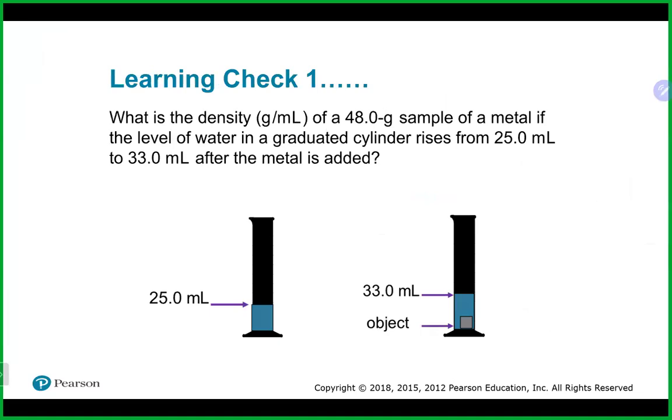All right. So why don't you give this a go? What is the density in grams per milliliter of a 48-gram sample of a metal that when placed in a graduated cylinder that has 25 mils of water goes to 33 mils? See what you come up with here.